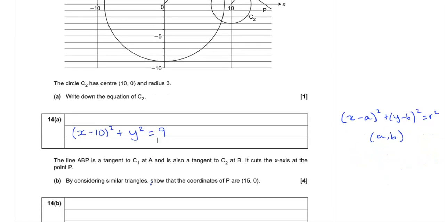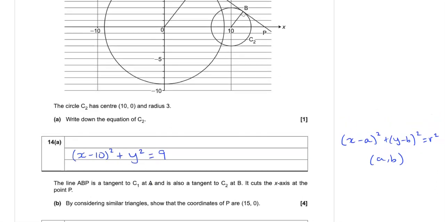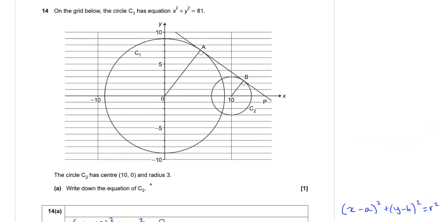Now it says the line ABP is a tangent to C1 and also a tangent to C2. By considering similar triangles, show that the coordinates of P are (15, 0). So if we go back up here, we're looking for P. And our two triangles: the first one here, which is from 10 to P to B, and then the larger triangle here, which is from 0 to P to A.